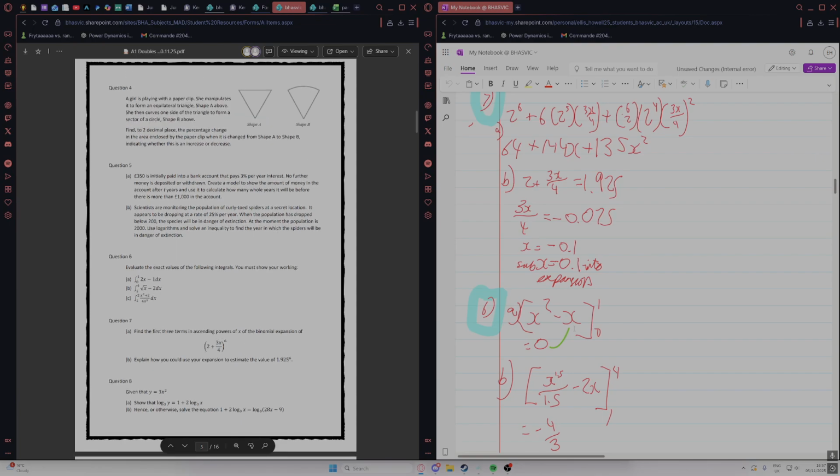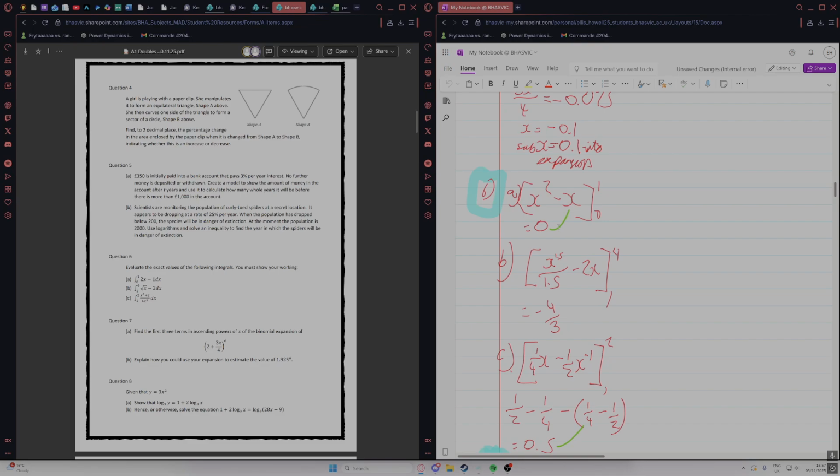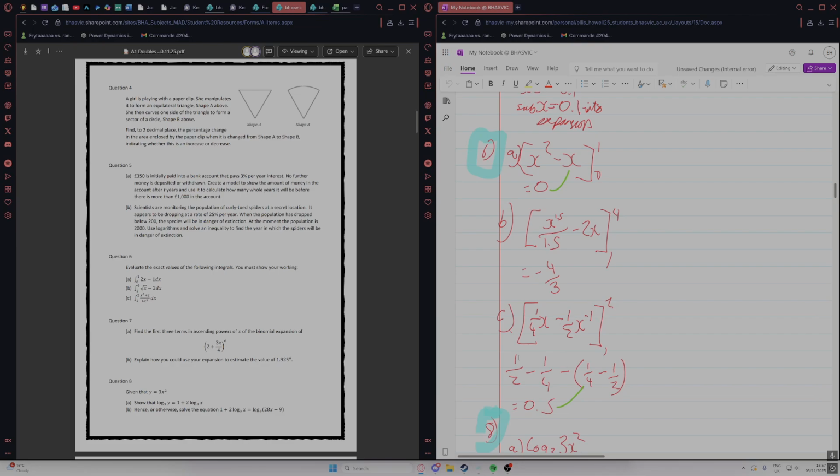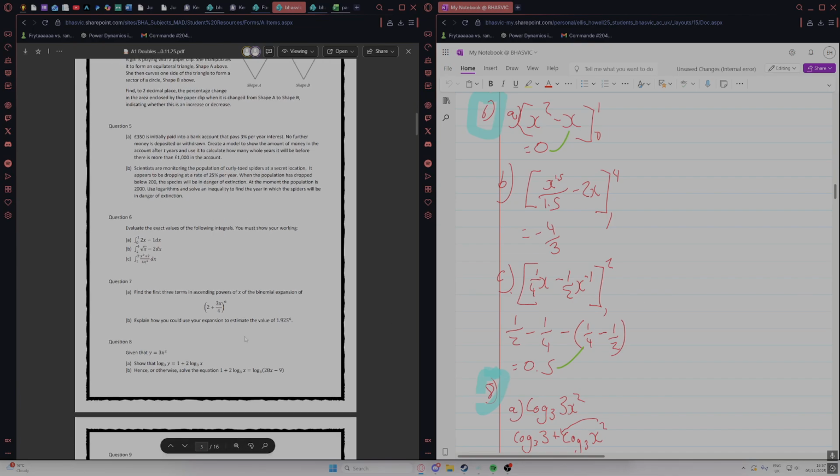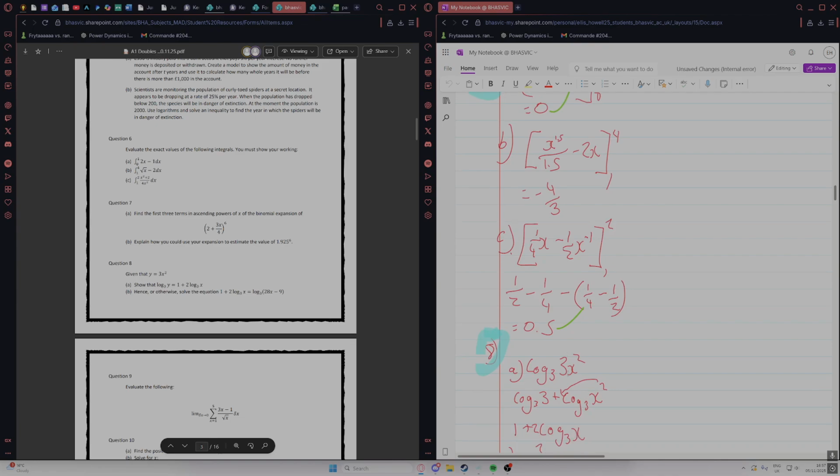These are just some simple integrals. You don't really have to worry about this. You just do the integral and then substitute. I haven't shown substituting the bounds. Well, I've shown substituting the bounds here, but not in these two because it's just easy. Now we go into question 8. We have this question here.